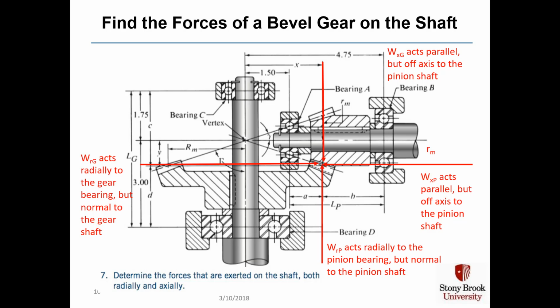Here we're just showing what we had in Chapter 10, which is that the axial force of one gear is actually opposed by the radial force of the other bevel gear.